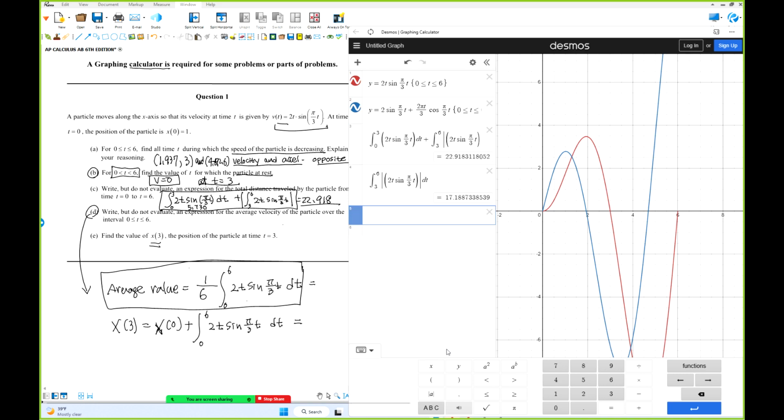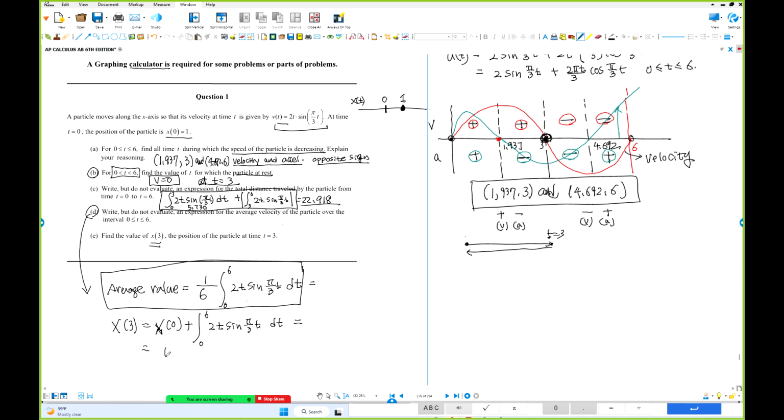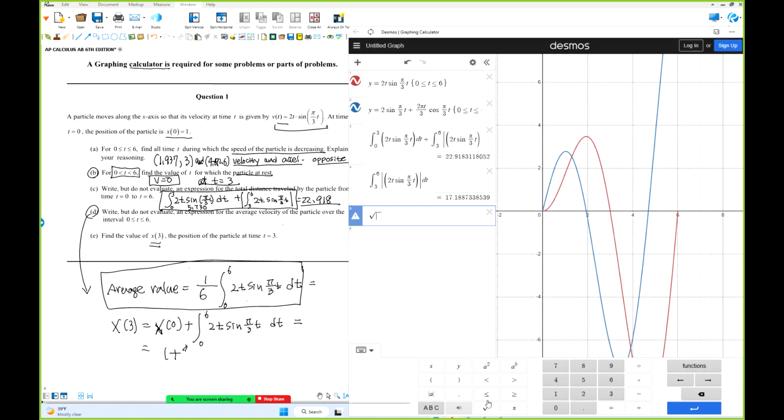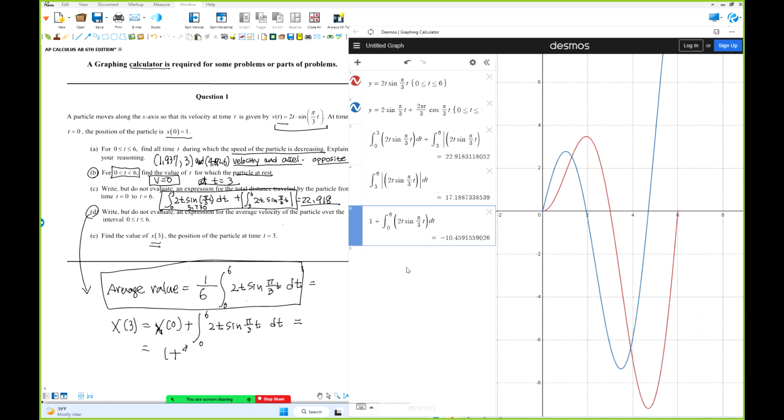x0 is 1 over here, okay? That is 1 plus all of this one. Now let's find. That is 1 plus 2t sine pi over 3 t, we already got over here. Control C and copy over here, but this time not up to 3. The whole interval from 0 to 6. 0 to 6. Are you okay with this?